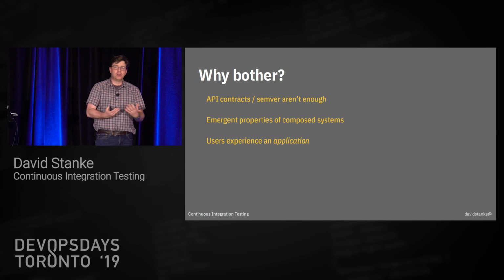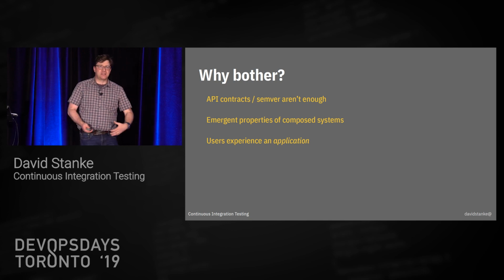Even if all of your APIs are behaving exactly like they should between components, things happen. Weird things happen when they work together. Timeouts get amplified. All sorts of other problems can happen that you just can't anticipate.